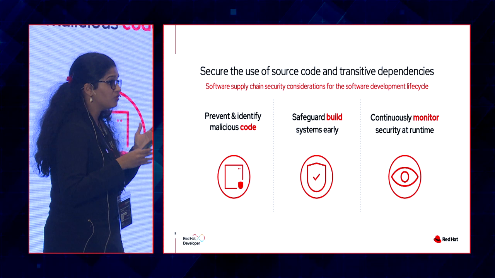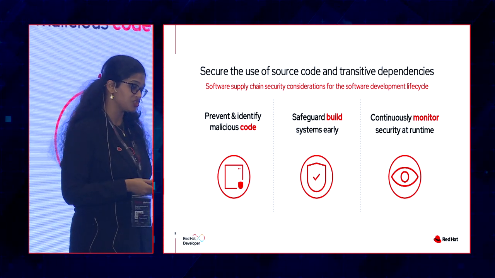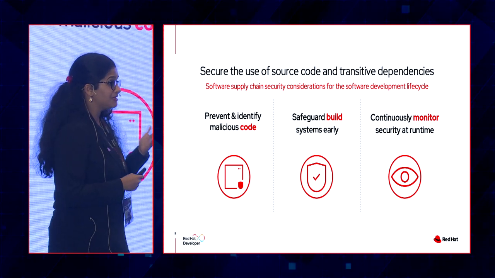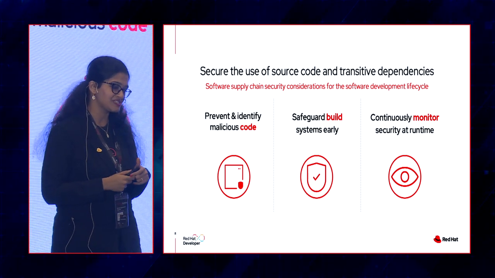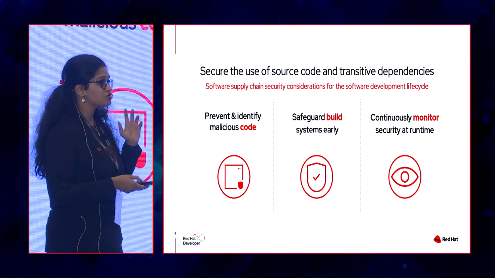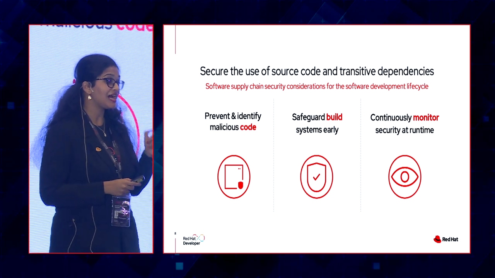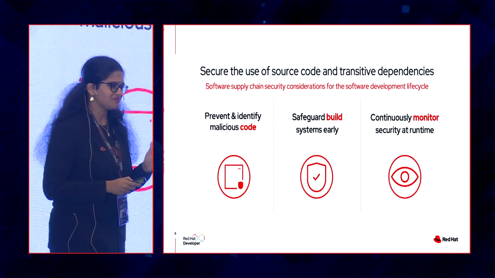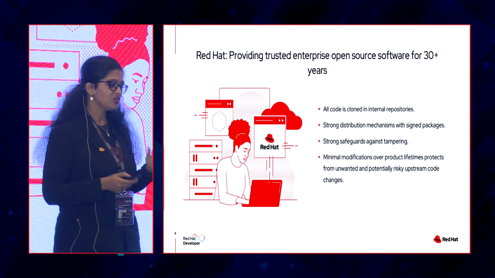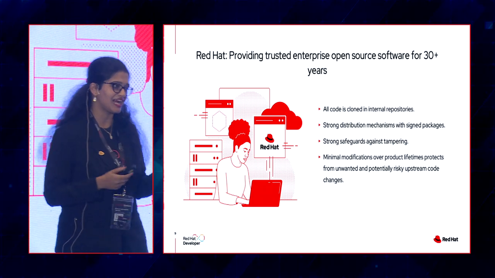Then when we move to the build phase, that is where our application pipelines come into the picture. We need to safeguard the build systems early with DevSecOps in our CI/CD pipelines. The other thing is monitoring. Continuously, we need to monitor for security at runtime. Observability is the key.